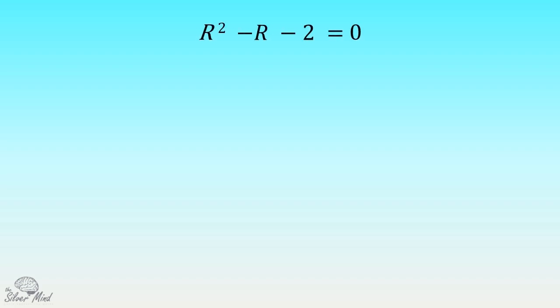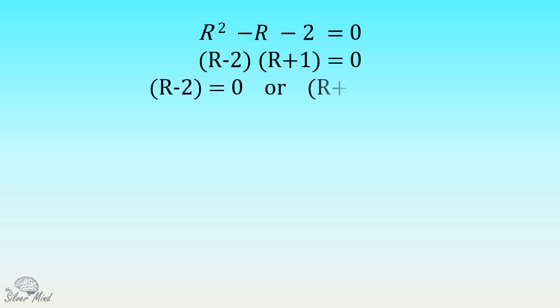Here, R square minus R minus 2 equals 0. Then we can write, by factorizing, (R minus 2) into (R plus 1) equals 0. Then for this to be true, R minus 2 should be equal to 0, or R plus 1 should be equal to 0. Then finally we can have that R equals 2, or R equals negative 1.